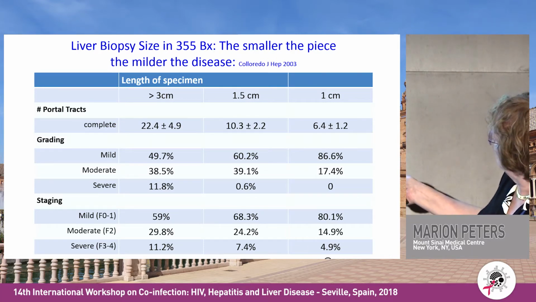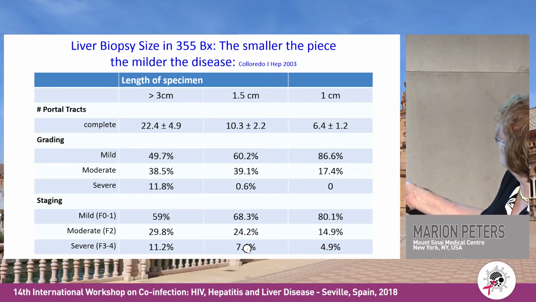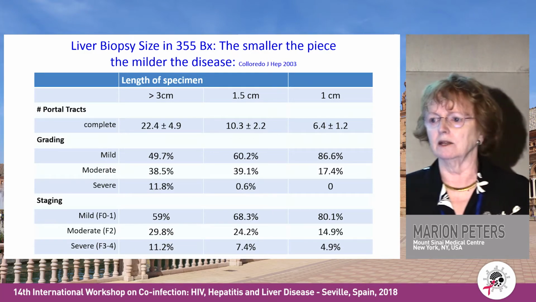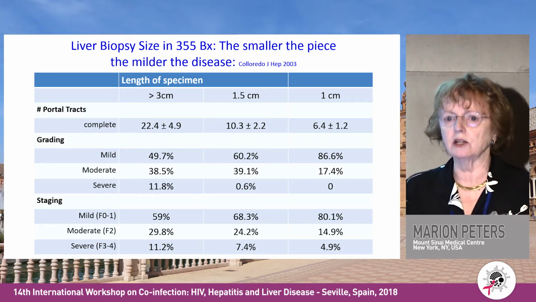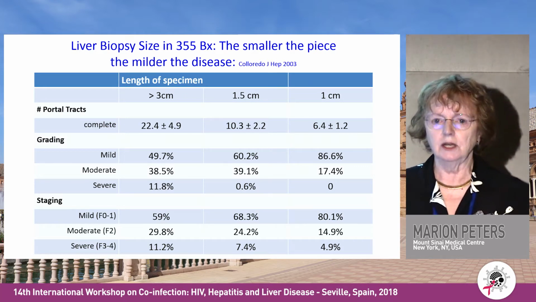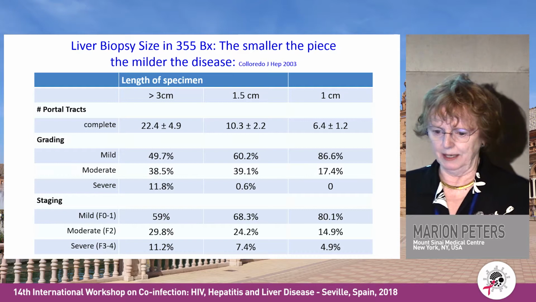And you can look down the very bottom, 5% when you have a 1 centimeter. If you let the pathologist see 1.5, he gets 7% severe fibrosis. And if you give him a whole piece, more than 3 centimeters, that's double what you see at 1 centimeter. So if you have an inadequate biopsy, you have an inadequate assessment of fibrosis and inflammation. You need at least 11 or more portal tracts, which is usually 3 centimeters.